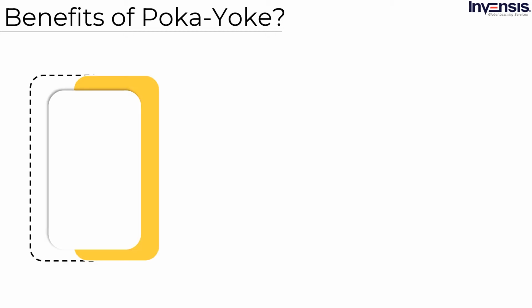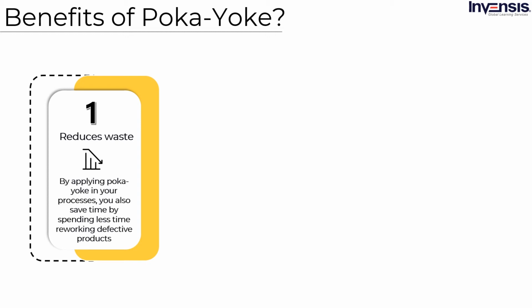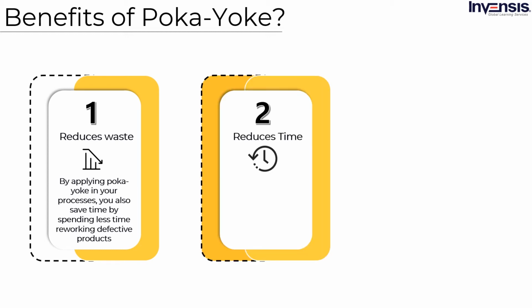The first advantage of Poka-Yoke is that it reduces waste. In general, products manufactured with even minor mistakes are considered defective pieces. By applying Poka-Yoke in your processes, you also save time by spending less time reworking defective products. It also cuts down on the number of defects that need fixing. It's faster to fix a defect earlier rather than later. Hence, waste gets reduced.